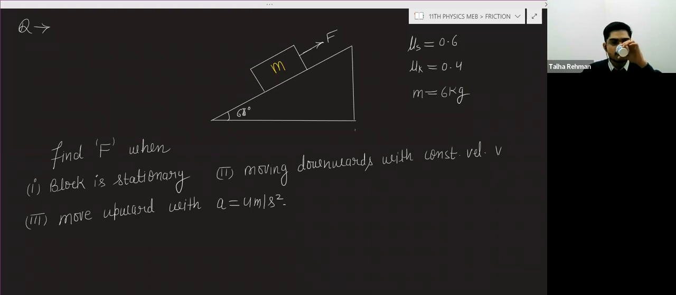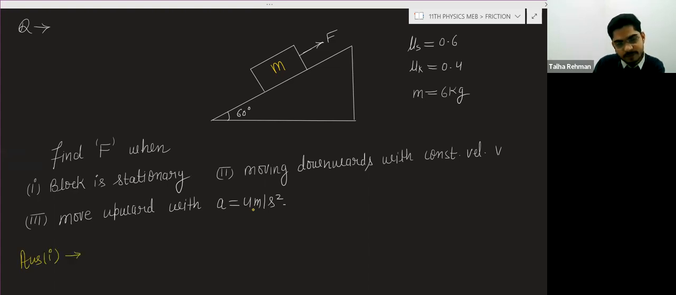We have to find the value of this force when this block is stationary, when this block is moving in the downward direction with constant velocity, and when this block is moving in the upward direction with an acceleration of 4 meter per second square. So one by one we will discuss. Answer first.